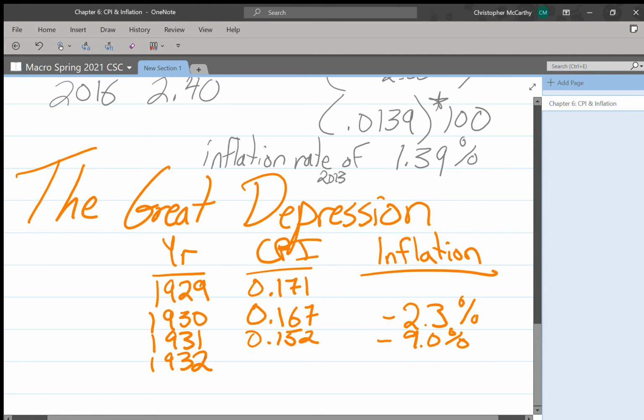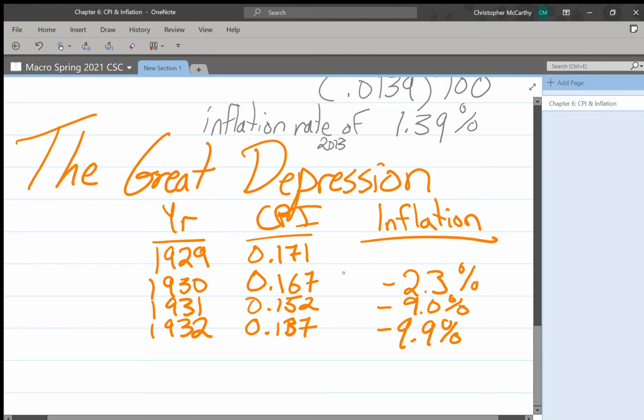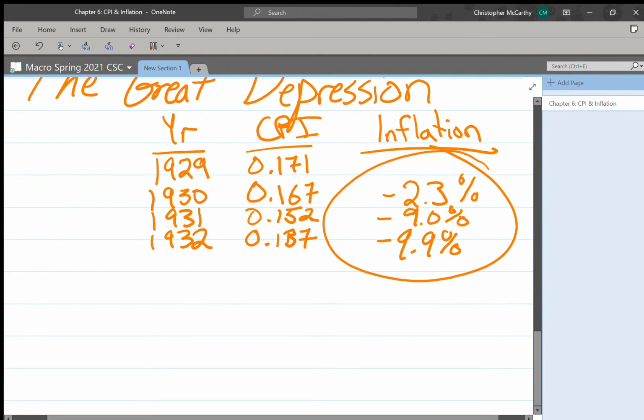So again, it went down by 9%. From 1931 to 1932, the new price level is 0.137. So again, that's another 9.9%. So we can have falling prices as well. When inflation rates are negative, we call that deflation.